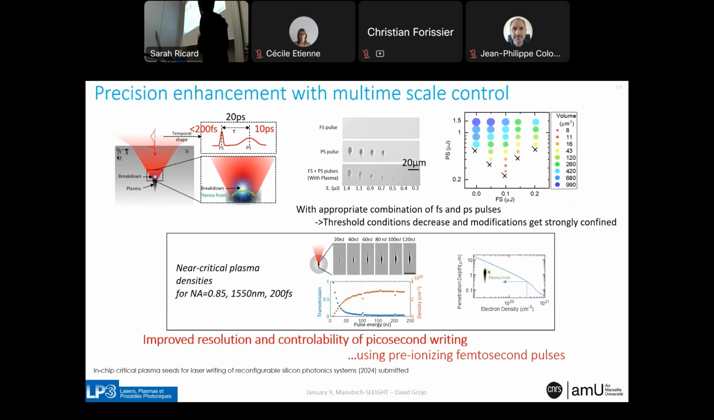We have associated these favorable conditions with near-critical plasma densities. Again, with the pump-probe measurement, we have found that with these 0.85 NA objectives, we are creating a free carrier density such that the plasma front is extremely dense. Typically the light cannot propagate more than 1 micron inside this plasma, and so all the energy is deposited on this front.